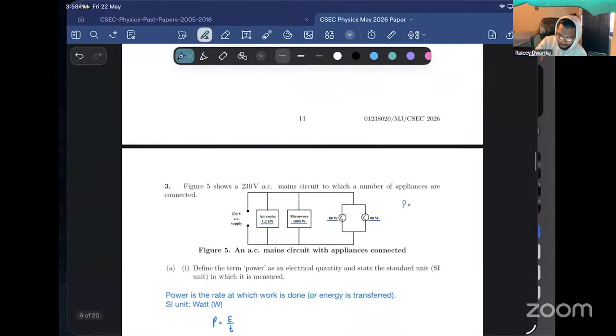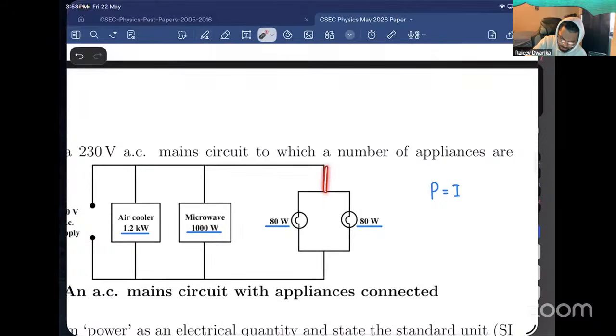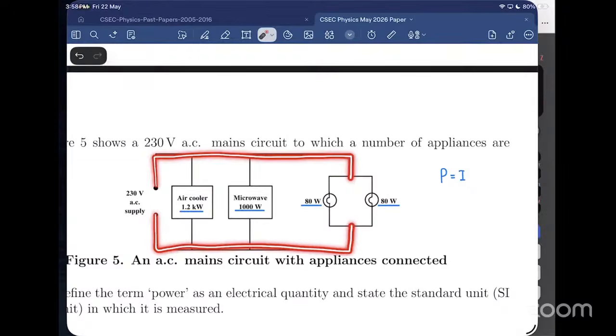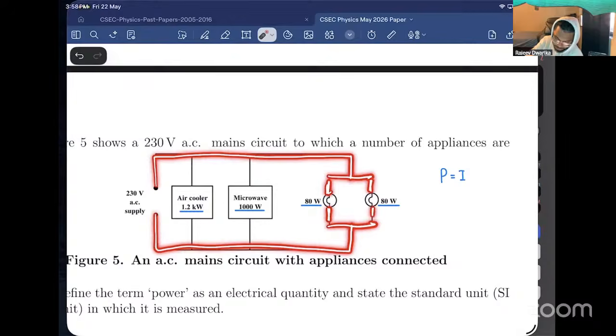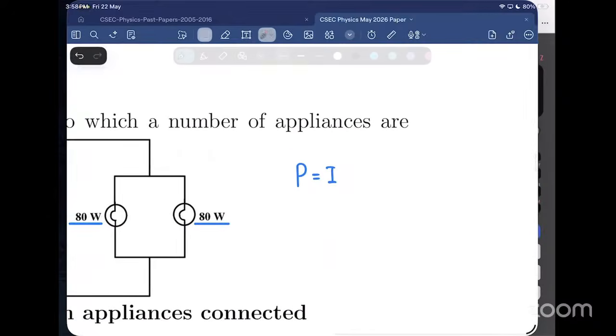So we have the power. We have the voltage across it. Where's the voltage across both of these? Guys, 230 volts. If you're confused, where's the voltage across both of them? Both of them being supplied with what? Across both of them, 230. So here we have the power.